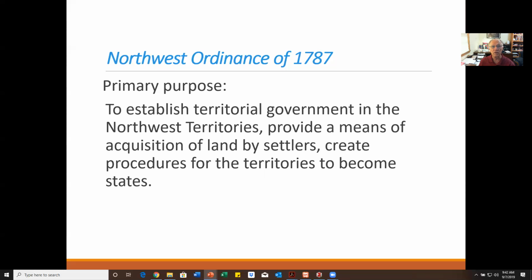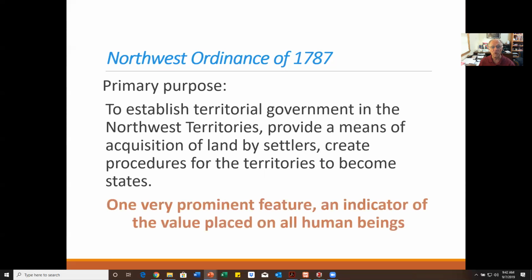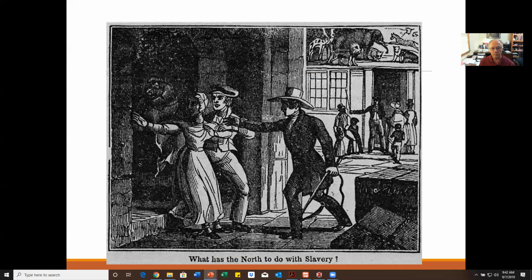This was even before the Constitution was written or finished. There was one very prominent feature in the Northwest Ordinance. I want to get your arms wrapped around this. And it was an indicator of the value, now listen, the value placed on all human beings.